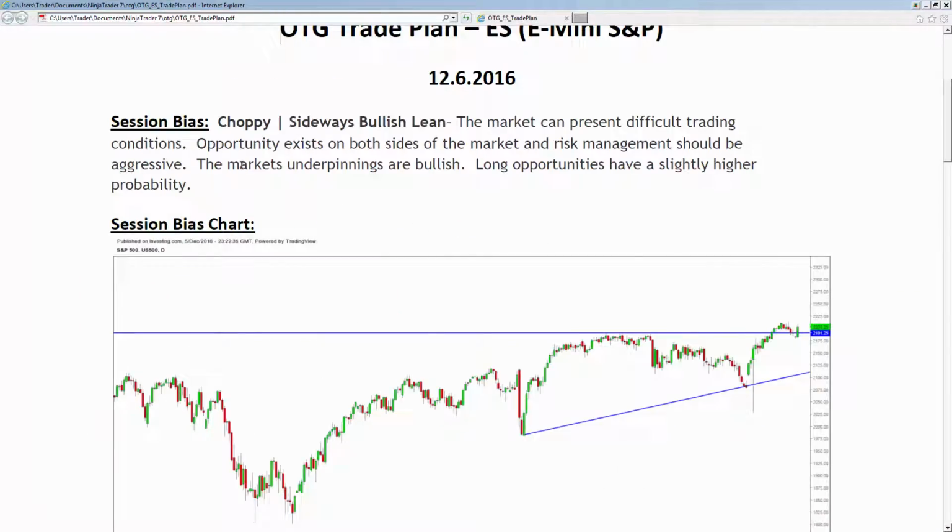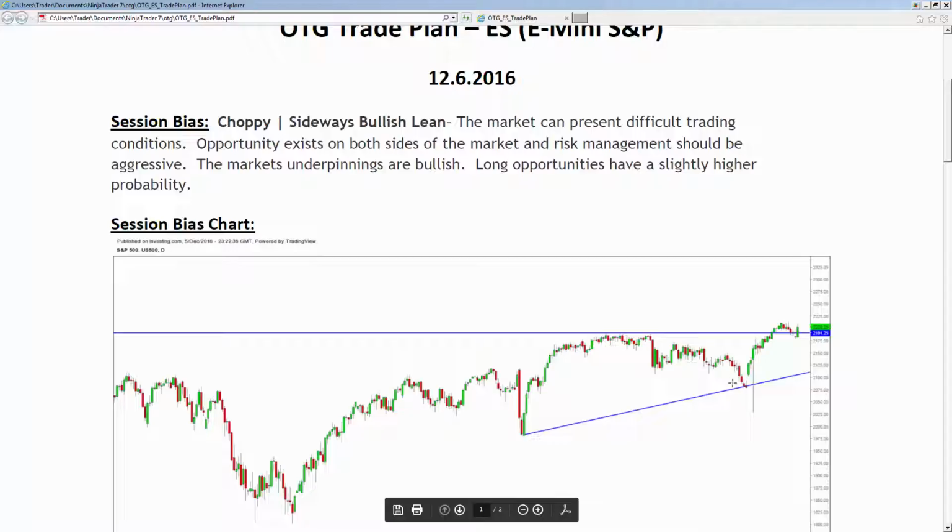So what we said is we were entering into the trading day today that we thought the market was going to be in this choppy to sideways condition with a bullish lean. Now, these trade plans are published each night at around 8 p.m. Central Time, 8 to 9 p.m. Central Time, and they are posted in the OTG membership area. So again, choppy to sideways conditions with the bullish lean.